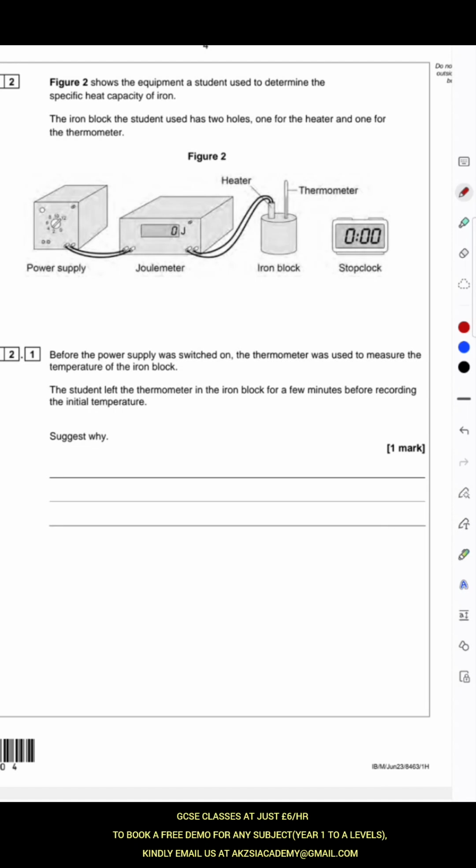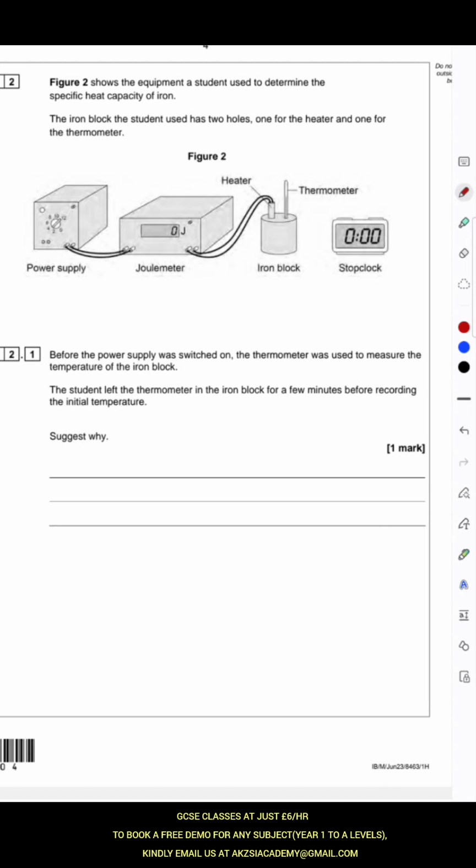So the question says that before the power supply was switched on, the thermometer was used to measure the temperature of the iron block. Before the temperature rises, they want to calculate the initial value of temperature, and that's why the thermometer was used. The student left the thermometer in the iron block for a few minutes before recording the initial temperature.